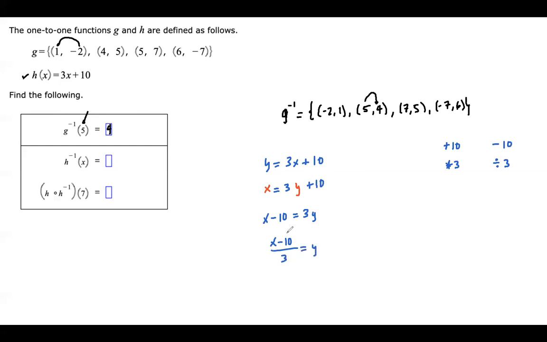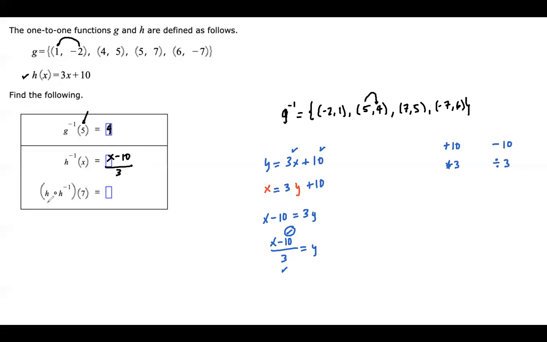So if you notice, we're subtracting 10 from x and finally dividing by 3, but also in the opposite order. We started by multiplying by 3 and then adding 10. In this final case, we're subtracting 10 first and then we're dividing by 3. So the order also is going to be the opposite order. So we can write our answer here as x minus 10 divided by 3.